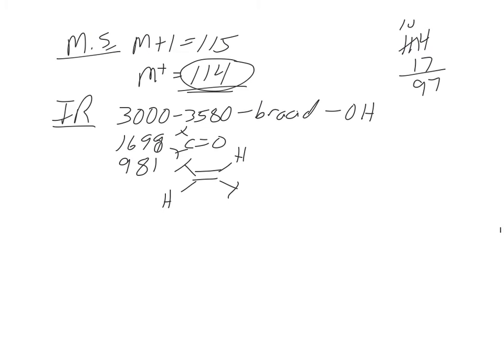97. Carbon in a carbonyl is 16 plus 12, which would be 28. So you see 9. And then the trans alkene is 2 carbons, 24 plus 2 H's is 26. So that's 3 and 43 left over, right? And we haven't even looked at the NMR yet.